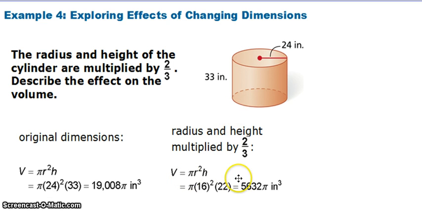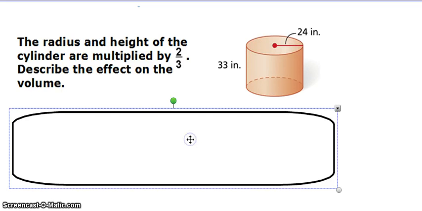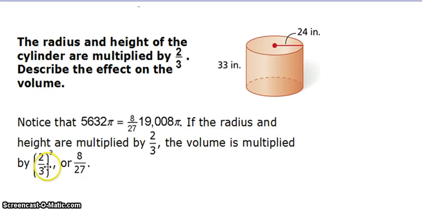Basically, the 2/3 is affecting the radius, which is squared, so 2/3 times 2/3, and then the height, right? Another 2/3 factor. So we can say that the effect that this factor has on volume would be 2/3 cubed, right? Which equals 8/27. The volume is 8/27 of what it was. Interesting, which is about a third, isn't it?